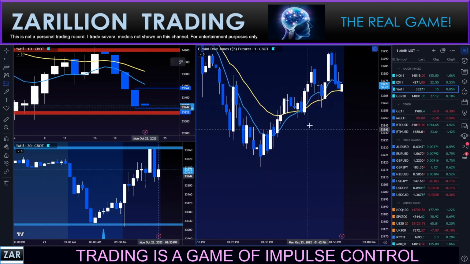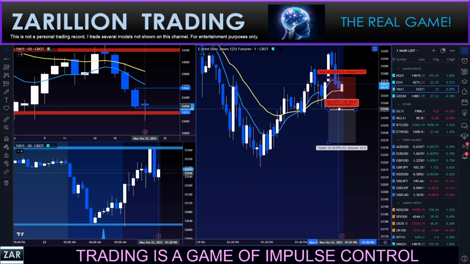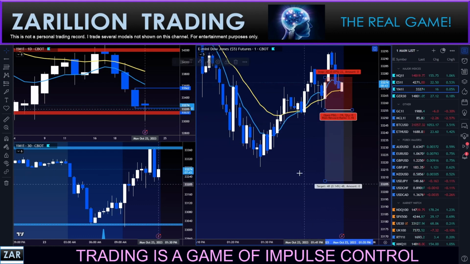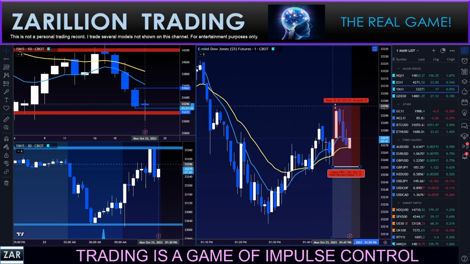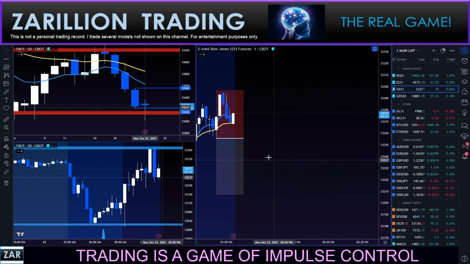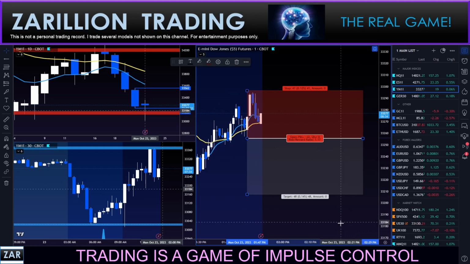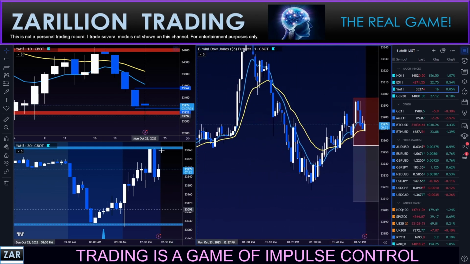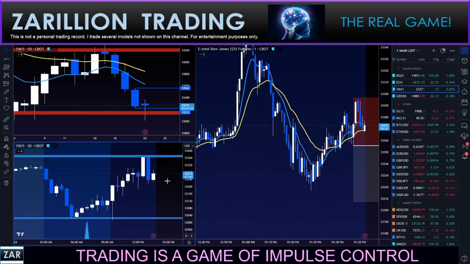I'm considering a short here, guys. I'm going to put this marker here just as an idea marker. It's nothing live yet or anything like that. This is the Dow. 1 minute chart on the right hand side, daily top left and 30-minute bottom left hand side.